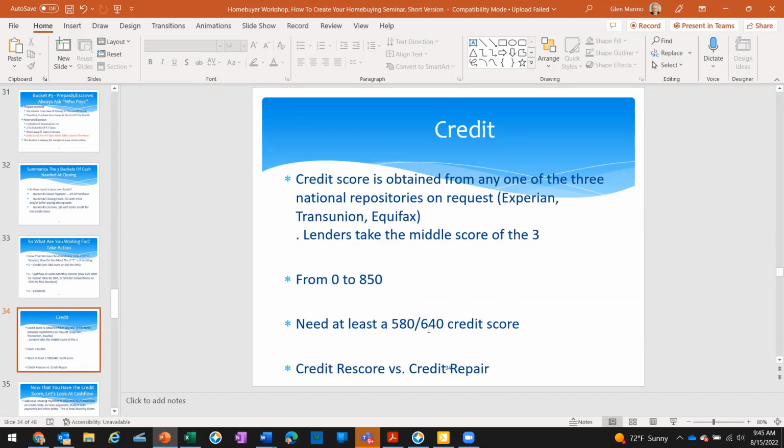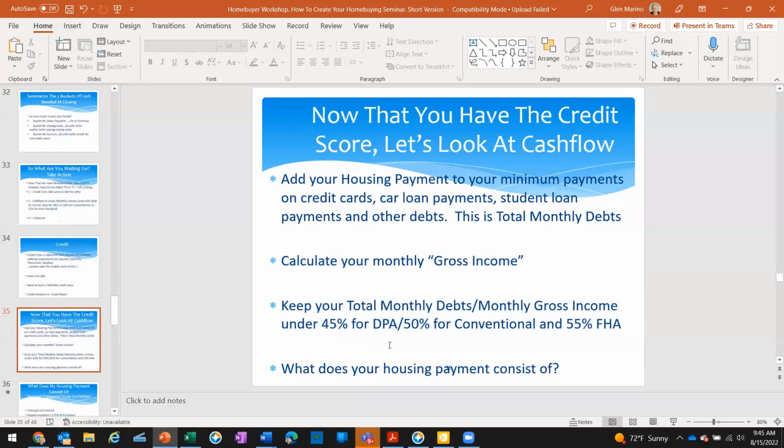If you don't meet those 2 requirements, then work on credit rescore, credit repair. You have a friend in a realtor, you have a friend in a loan originator that can give you a plan that in 30 to 60 days, you're on the dance floor. Now that you know you have the credit score, or you've worked on credit repair, you're looking at the next C, which is cash flow.